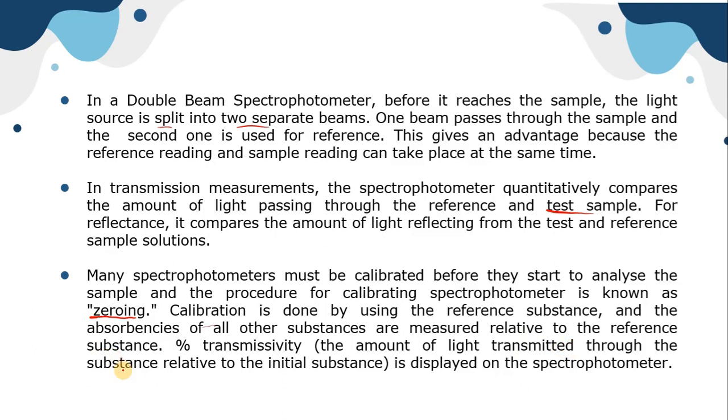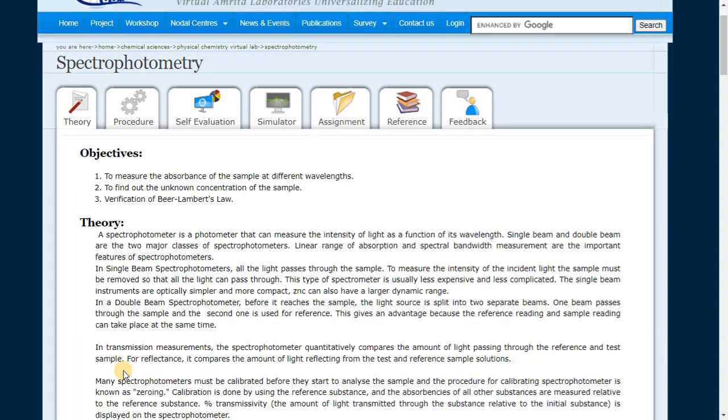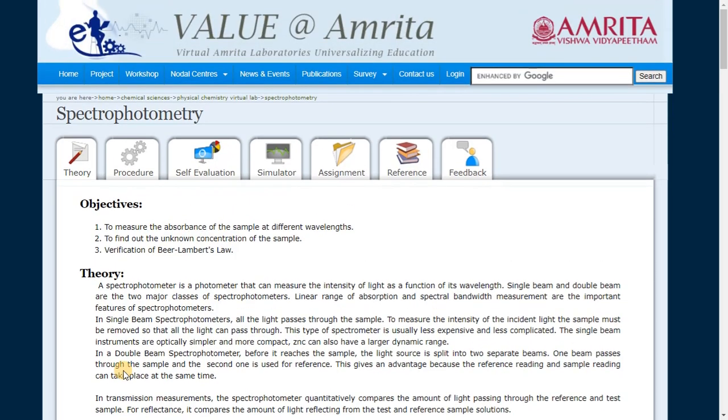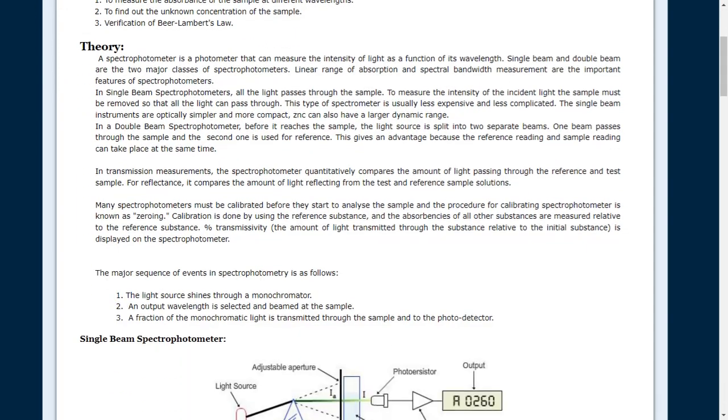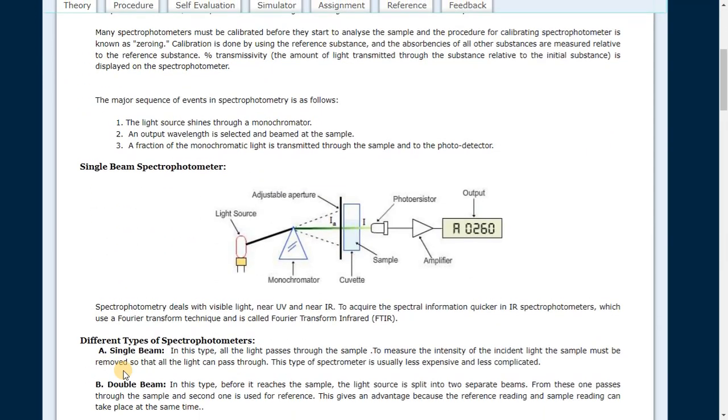Let us go to that. Okay, so this is the website that you are going to use. This is from Amrita, an education institute. On this very website, you're going to see the instructions that I just read to you, which I placed in the PowerPoint. And this is a single beam photometer diagram.